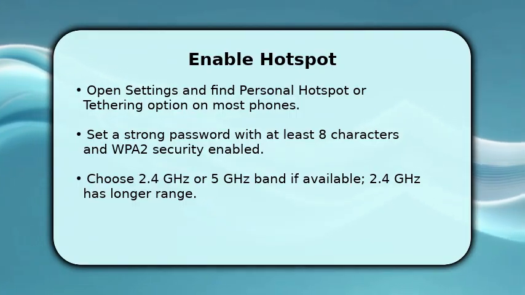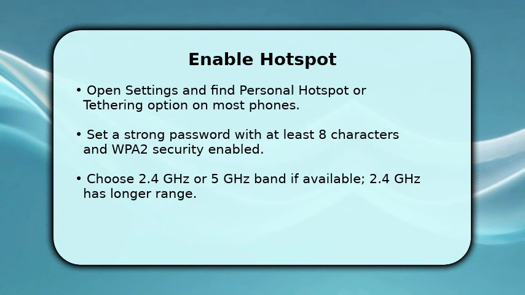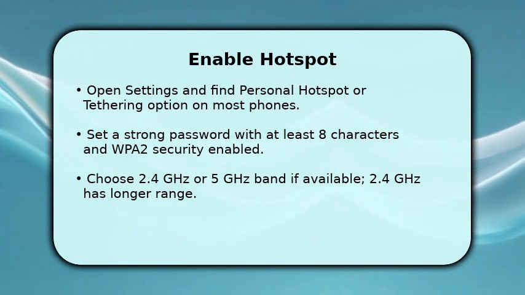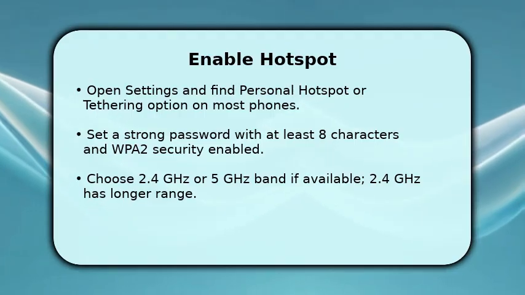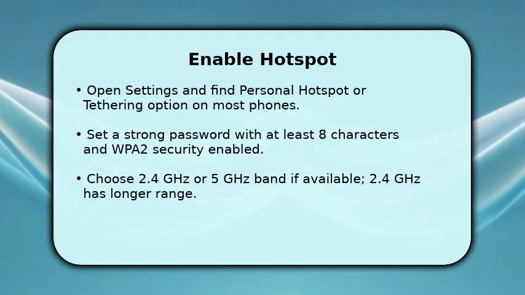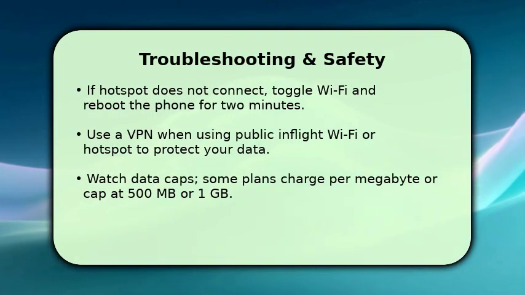Limit connected devices to reduce data usage and avoid exceeding airline bandwidth caps. Monitor data use regularly and disable hotspot when not in active use to save battery. Inform flight crew if required and follow any onboard hotspot policies or instructions. If hotspot does not connect, toggle Wi-Fi and reboot the phone for 2 minutes.